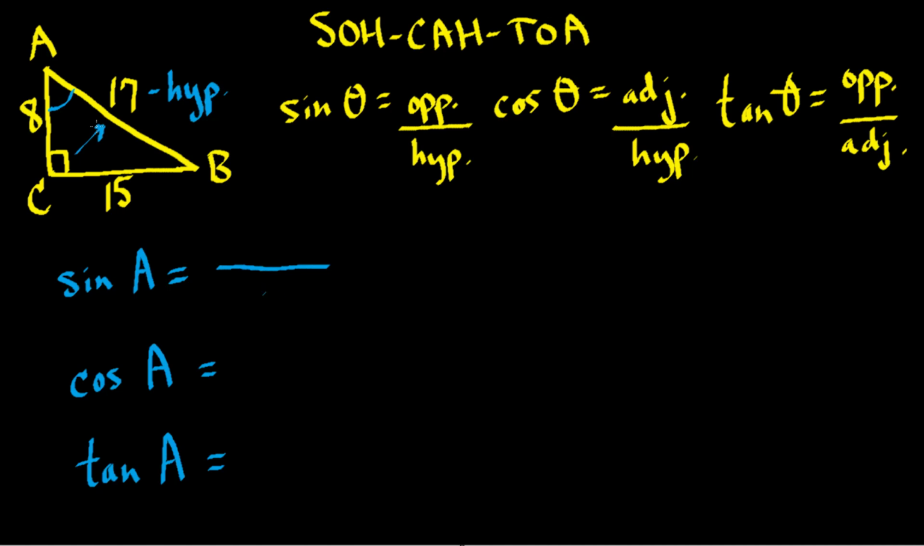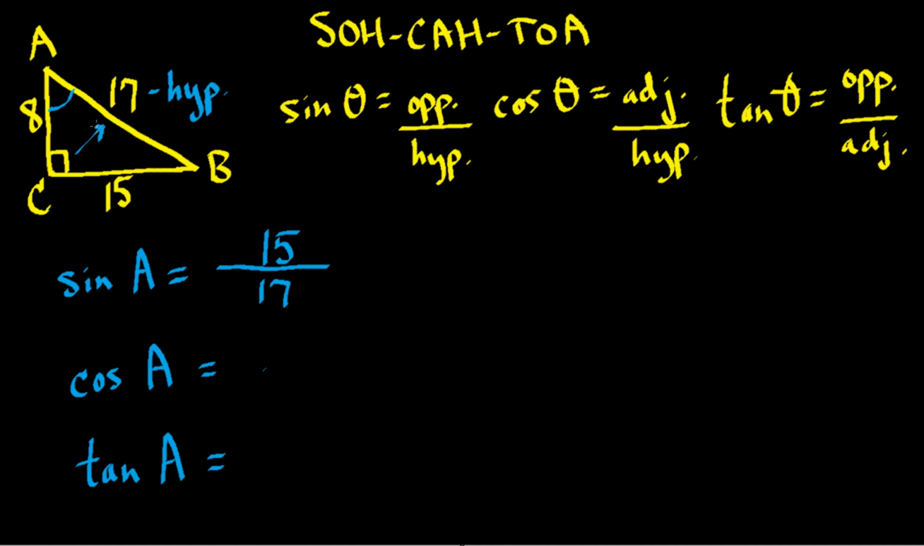So our 17 for the hypotenuse goes in the denominator, and since A is this angle at the top, we look opposite of it to the side 15 to get our numerator. So sine of angle A equals 15 over 17.